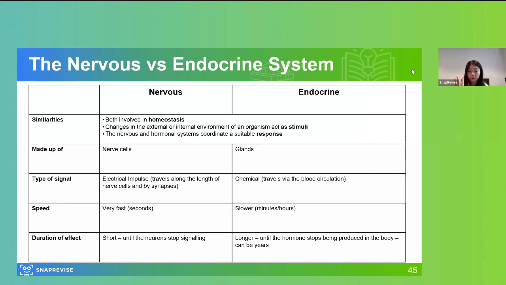Once it stops signaling, there's no more signals. It's very, very short. The endocrine system, on the other hand, is very, very long. It continues up till basically the hormones stop being produced, so it could be years. So the difference, yes, it is very fast for the nervous system, but it's very short-lived. Endocrine system is a lot slower, but it lasts a lot longer.